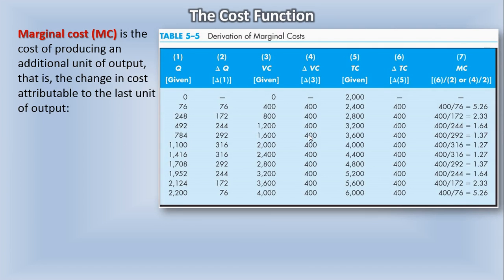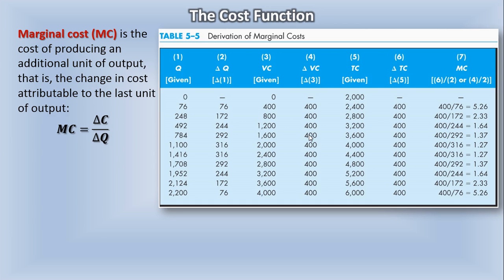All right, now let's throw marginal cost into this. So marginal cost is the cost of producing an additional unit of output. It's the change in cost attributable to the last unit of output. It is the derivative or slope of the cost function at any given point.